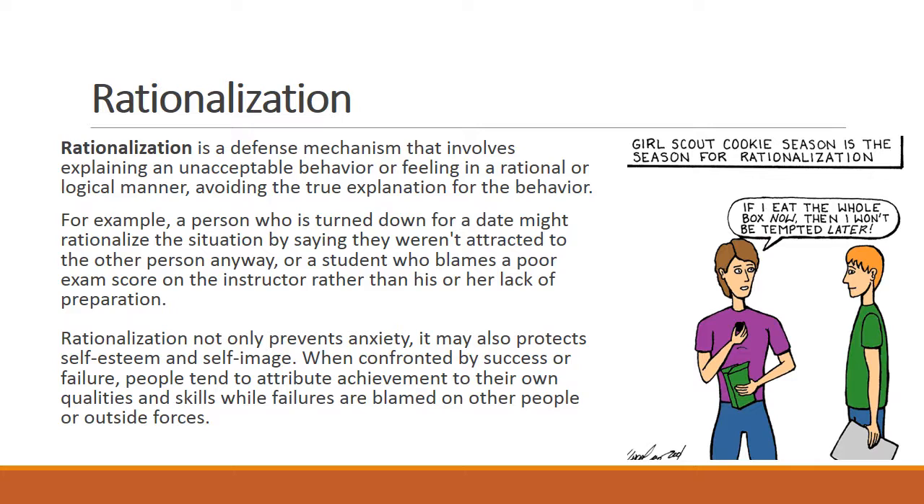Rationalization not only prevents our anxiety, it also protects self-esteem and self-image. So when confronted by success or failure, people tend to attribute achievement to their own qualities, while failures are blamed on other people or outside forces. So for example, whatever football team loses the Super Bowl, the players, when they're interviewed, always tend to say things like, well, it just wasn't our year. And the other team are just playing better than us. And what they're doing is they're rationalizing their loss because they can't say, we were terrible on that field, because that's not something that their ego is going to let them say.